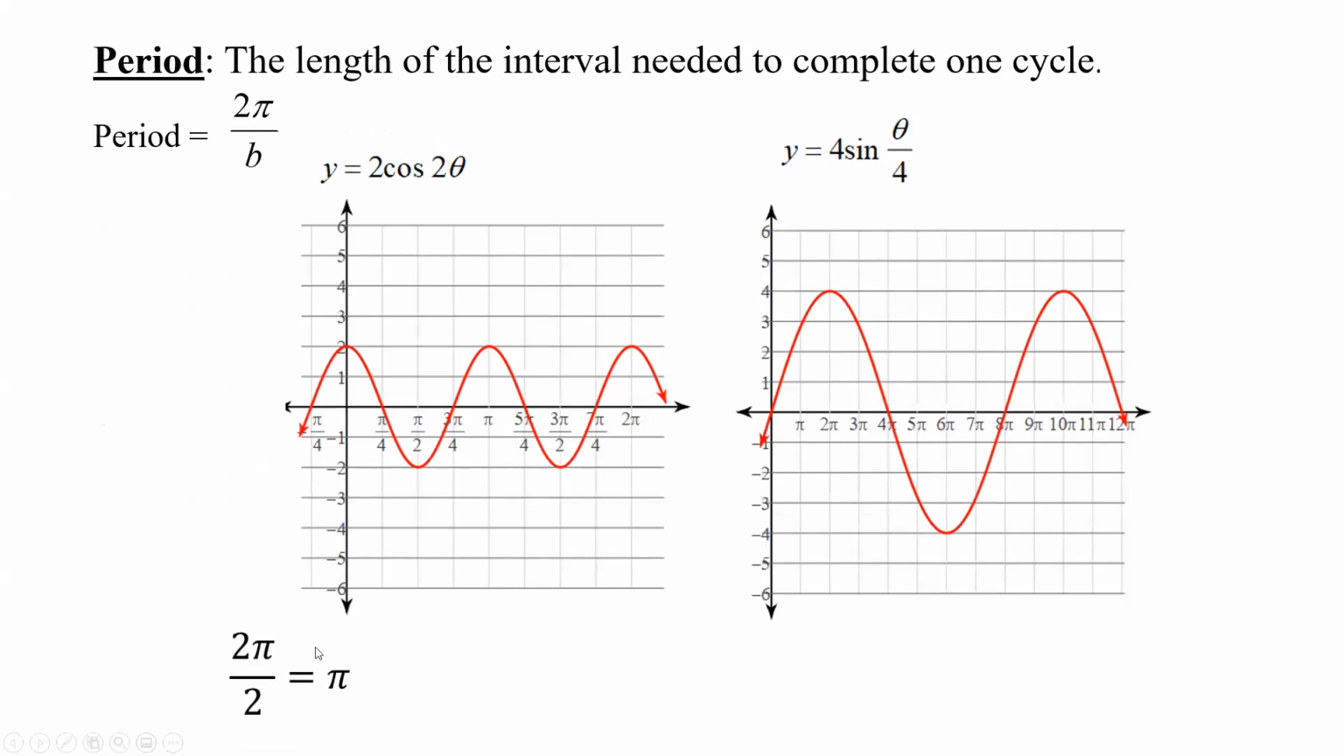So mathematically, you do 2 pi over the frequency. 2 pi over 2 gets you pi. And that tells you your period. This guy here, I can see on my graph that to complete one cycle, I'm at 8 pi. In order to find that out mathematically, you take 2 pi divided by its frequency. So here's 2 pi divided by a fourth. It comes out to 8 pi. So you can see that the period for this one is 8 pi.